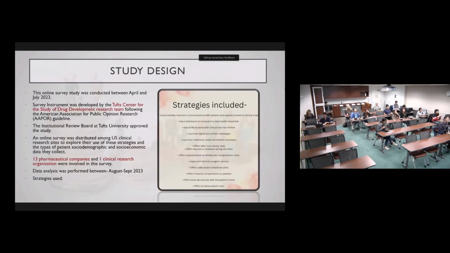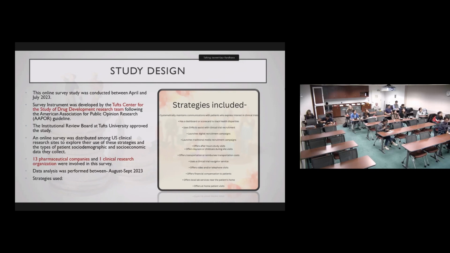In the study design, this was an online survey, which was conducted between April and July 2023 by Tufts University. It was developed by the Tufts Center for the Study of Drug Development research team, following the guidelines from the American Association for Public Opinion Research. And this whole survey was approved by the Institutional Review Board at Tufts University.